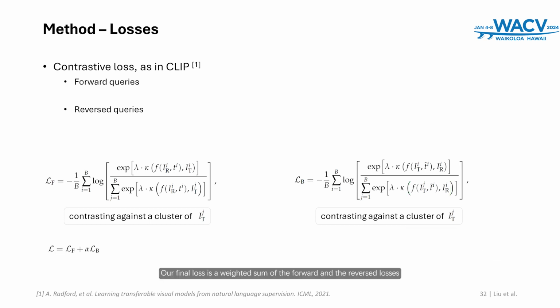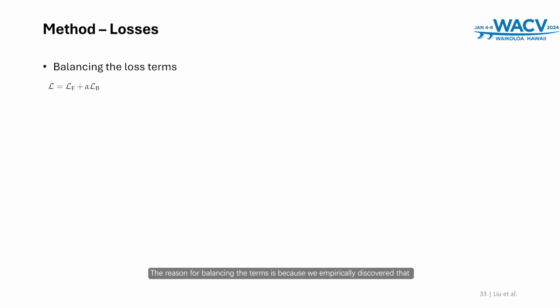Our final loss is a weighted sum of the forward and the reversed losses, where alpha is a hyperparameter that balances the weight of the two terms. The reason for balancing the terms is because we empirically discovered that the reversed loss is always much higher than the forward one, and it could harm the training. And that is likely caused by the false negatives present in the reversed queries.